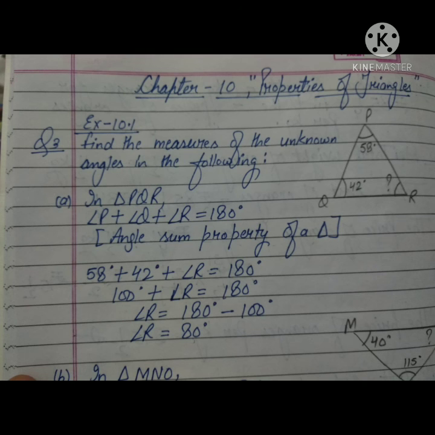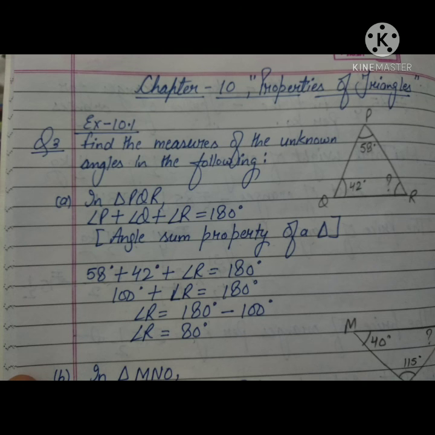So in triangle PQR, angle P plus angle Q plus angle R is equal to 180 degrees. That is the angle sum property of a triangle. Now put the value of angle P, that is 58 degrees. Put the value of angle Q, that is 42 degrees, plus angle R is equal to 180 degrees. When you add 58 plus 42, you will get 100 degrees. 100 degrees plus angle R is equal to 180 degrees.